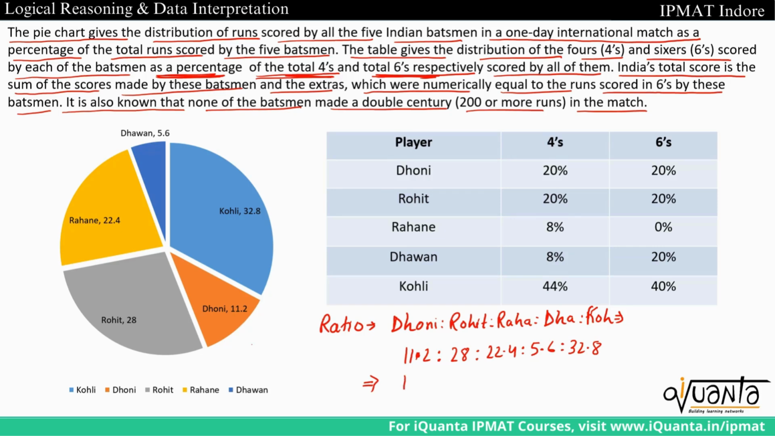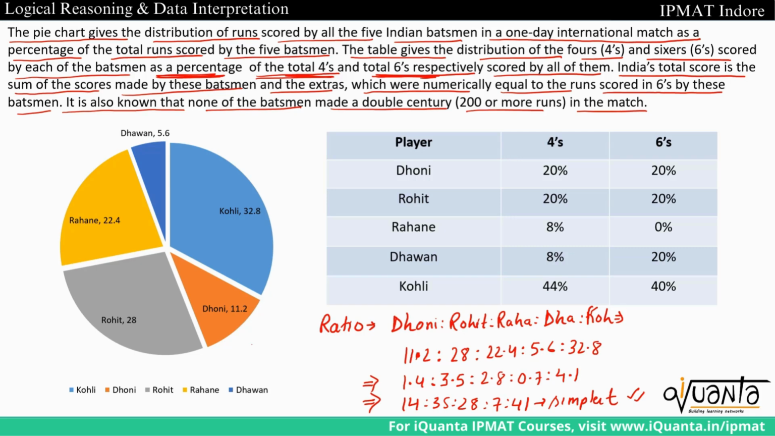It will be 1.4 ratio, 3.5 ratio, 2.8 ratio, 0.7 ratio, 4.1. Now if we multiply the whole ratio by 10, then we'll get all integers. So 14 ratio, 35 ratio, 28 ratio, 7 ratio, 41. This is the simplest ratio that we can find out from here. So this is the ratio of runs scored by all these batsmen.